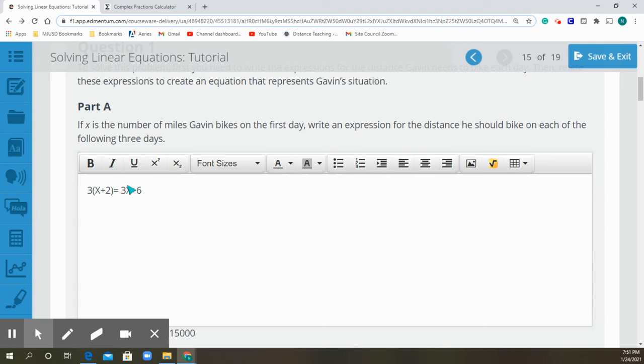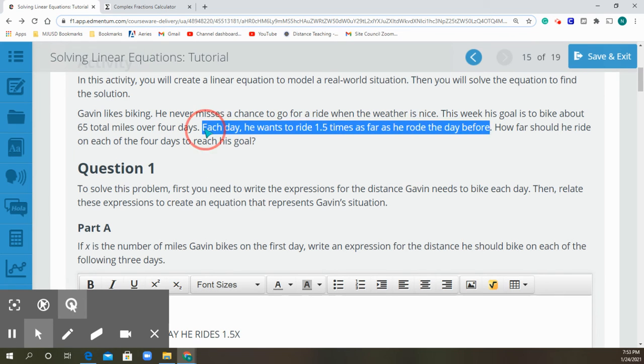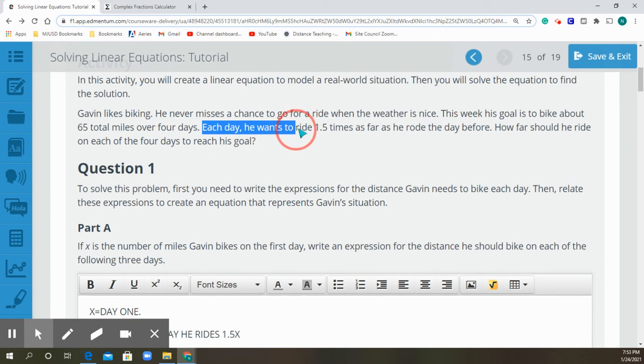I'm just showing you that because I know that even at high school level, we forget that the x is not multiplication. So that's why I showed you that. I know that's making the video longer, but I was trying to help. So if x equals the number of miles that he goes per day on the first day, write an expression for the distance he should bike on each of the following 3 days. On each day, he wants to ride 1.5 times as far as he rode the day before.